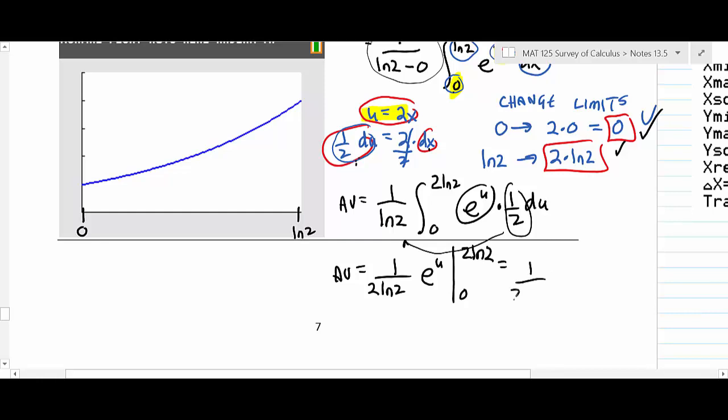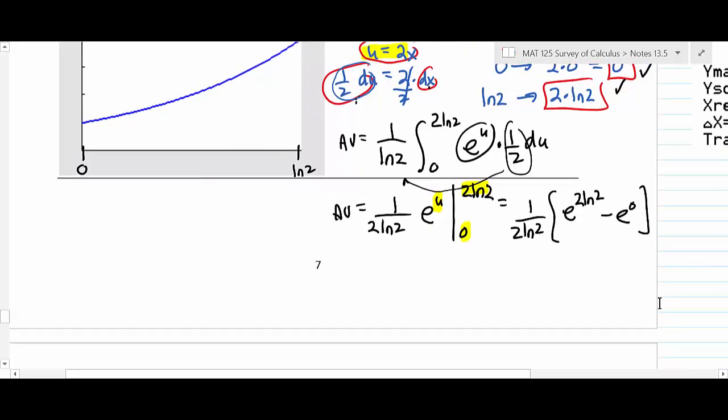Okay, so here's what you'll have. You'll have the 1 over 2 ln2. Then you're going to evaluate the antiderivative. You're just going to evaluate that u at those limits of integration. So we're going to do e to the 2 ln2 minus e to the 0 like that. Okay, now we got to work this out. We're going to get an exact answer, then we're going to get a decimal on the calculator here. Okay, couple of things you got to do on this.